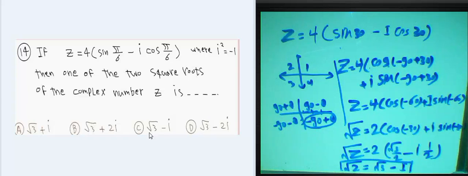Choose letter C. It's the square root of z, very easy for you. Square root of 4 equals 2, and the angle is divided by 2. Then cosine negative 30 is root 3 over 2, and sine negative 30 equals negative half. Okay, the result will be root 3 minus i.